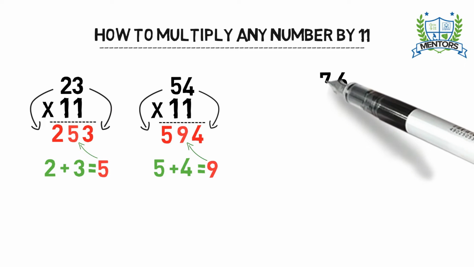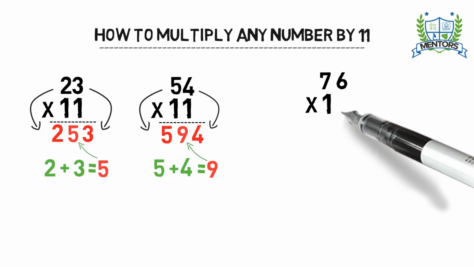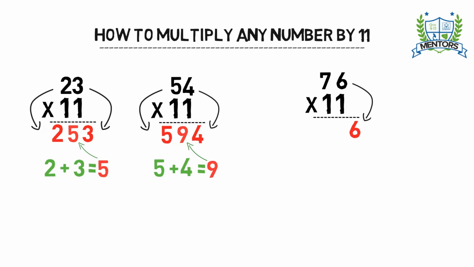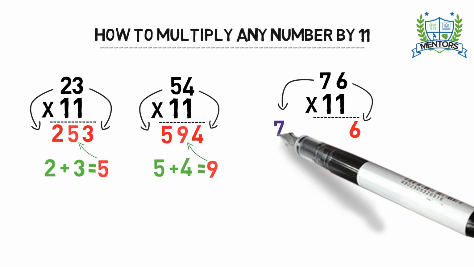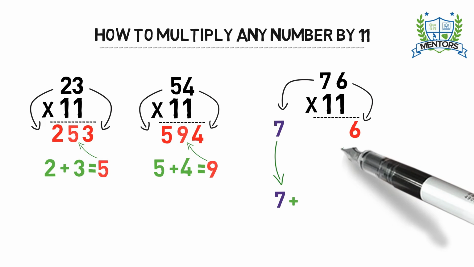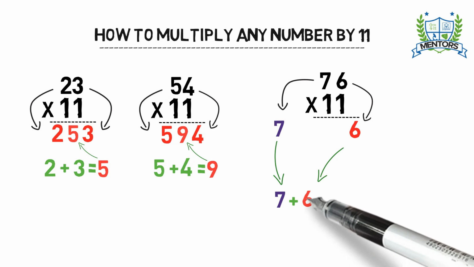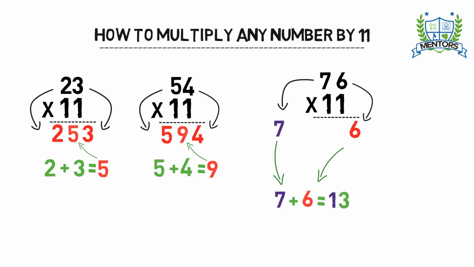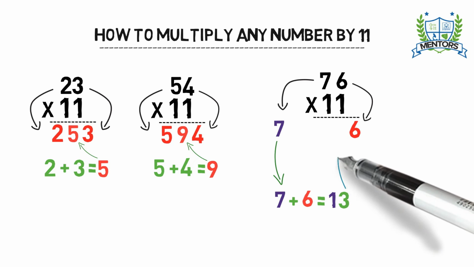Now let's take up a difficult example, say 76 into 11. To do that, we'll apply the same principle. Take the 6 and put it on the right hand side of the answer, take the 7 and put it on the left hand side of the answer, and then we are going to add 7 and 6. If we add 7 and 6, the answer to that will be 13. That's a 2-digit number, and that poses a problem because there's a carry forward 1.